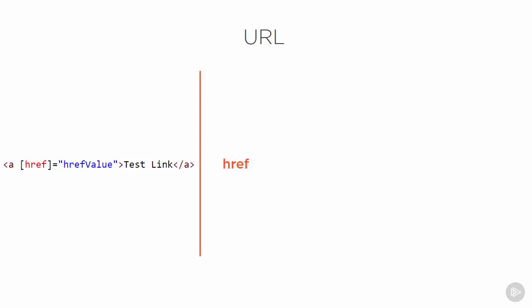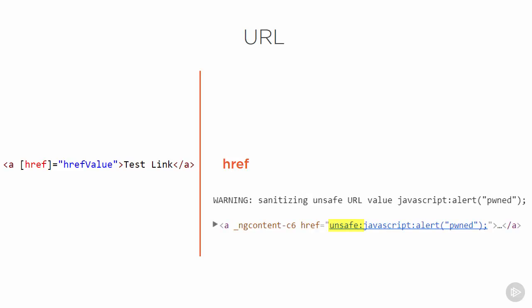The URL context is going to be used when binding to a URL property such as href. Like the HTML sanitizer, when in dev mode, Angular puts a message in the console whenever it sanitizes a URL. It's interesting how Angular sanitizes the URL value. It actually does it in this case by prefixing the bound value with the word unsafe, which causes the browser to do nothing with the rest of the text.